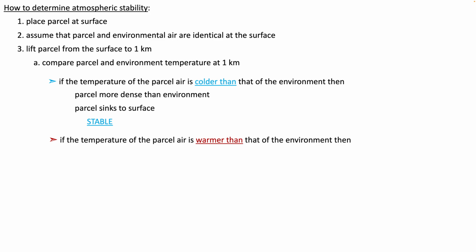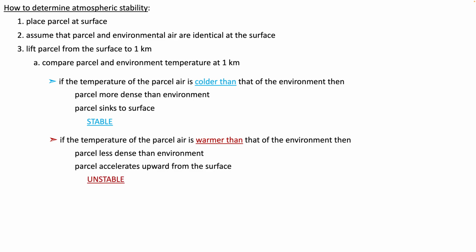On the other hand, if you lift the parcel 1 kilometer, and then when you do your temperature comparison, you find that the air inside the parcel is warmer than the air in the surrounding environment, then the parcel air will be less dense than the environmental air, and as a result, the parcel, which is relatively buoyant, will accelerate upward from that 1 kilometer position. In this case, because the parcel is accelerating away from its initial position after being displaced upward, we'll say that the atmosphere is unstable, which gets back to our definition from a couple of slides ago.